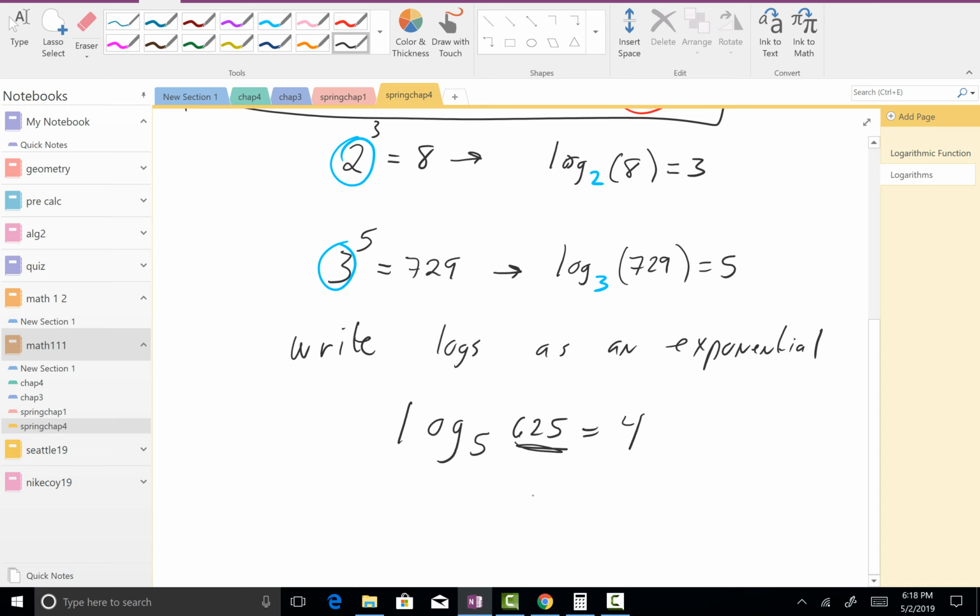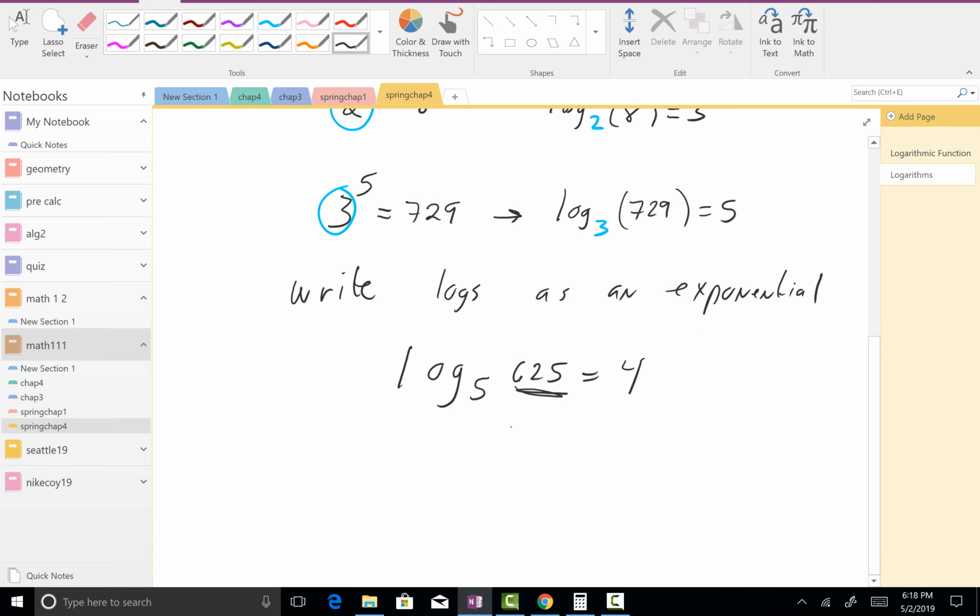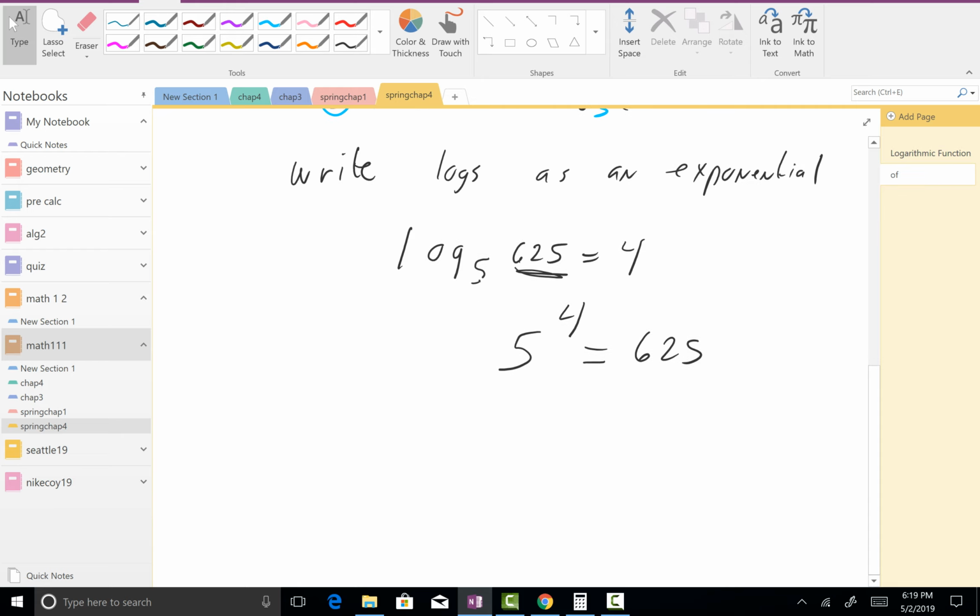All right, so write logs as an exponential. All right, I want to write it as 5, that's my base, to the 4th equals 625. It's that simple. All right, so you're taking this here and you're writing it as an exponential. 5's the base, 4th power equals 625. All right, output here becomes the input because they're inverses of each other.